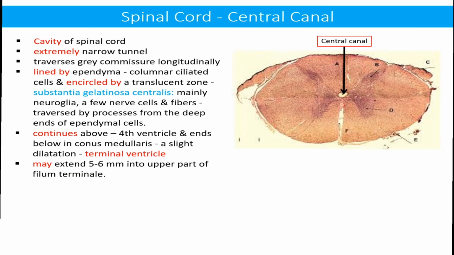The central canal continues above with the lower end of the fourth ventricle and ends below in the conus medullaris as a slight dilatation, the terminal ventricle. The central canal may extend 5 to 6 millimeters into the upper part of the filum terminale.